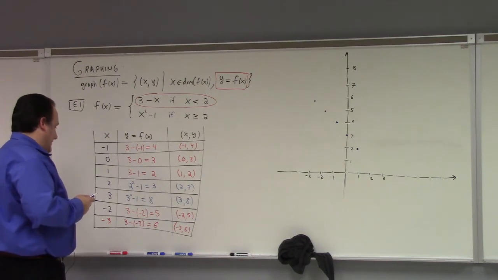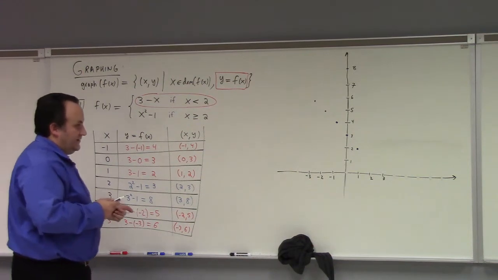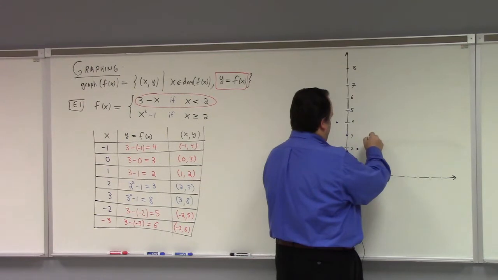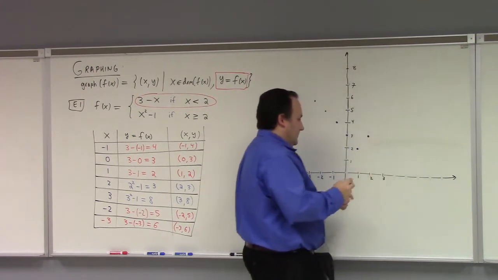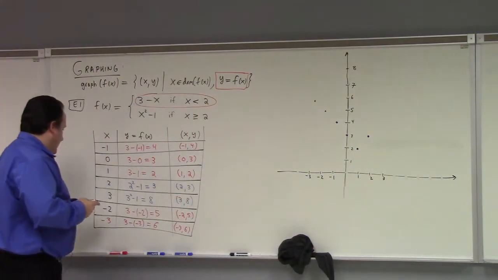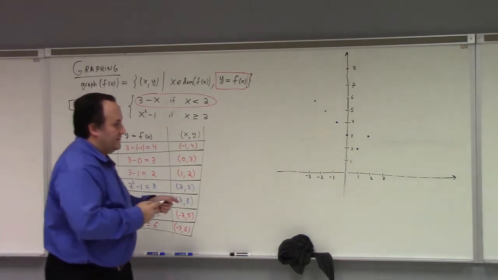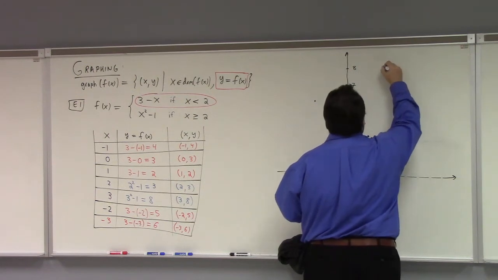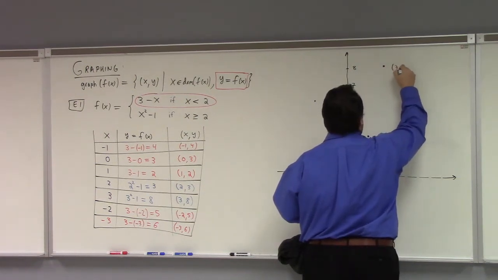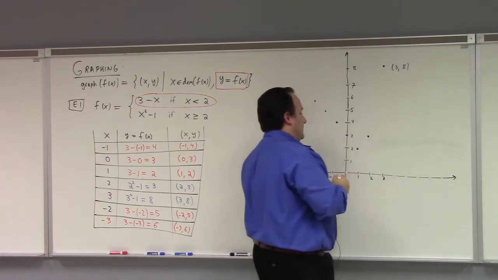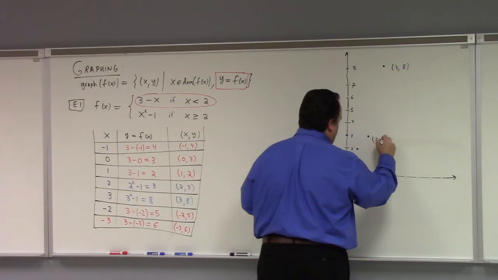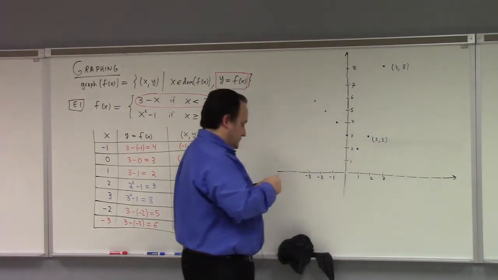Now, what happens here at 2? At 2 we've got 2, 3, right? So at 2, we go 2, 3. So that's about right here, right? And at 3, we go 3, 8. So that guy is way up here. All right, so I'll label that point. That's 3, 8, for example. This one here was 2, 3. All right.